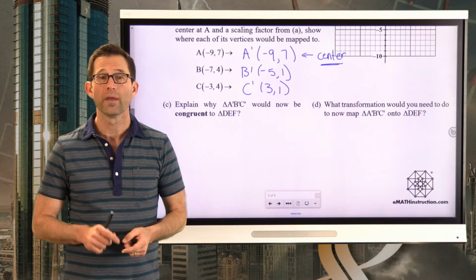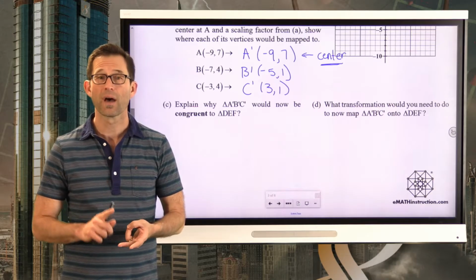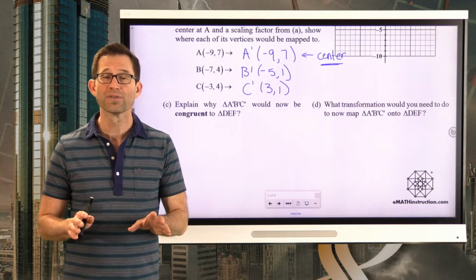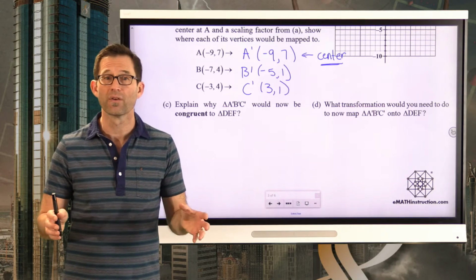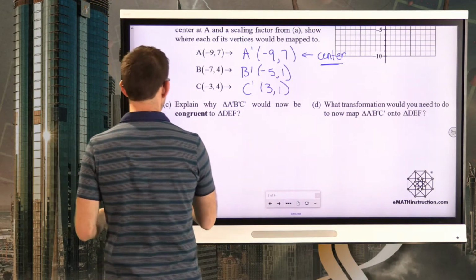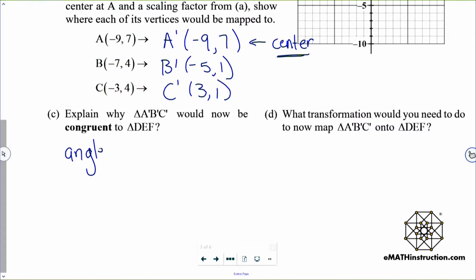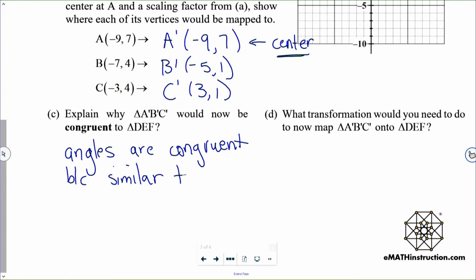Two figures are congruent if their angles are the same and their side lengths are the same, right? Well, we know that the angles were the same because the angles are equal when we've got two figures that are dilations of one another, or that are similar to one another. So the angles are congruent because similar triangles have congruent angle pairs.